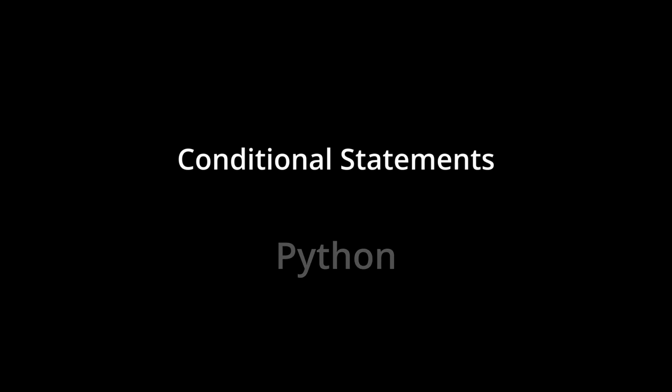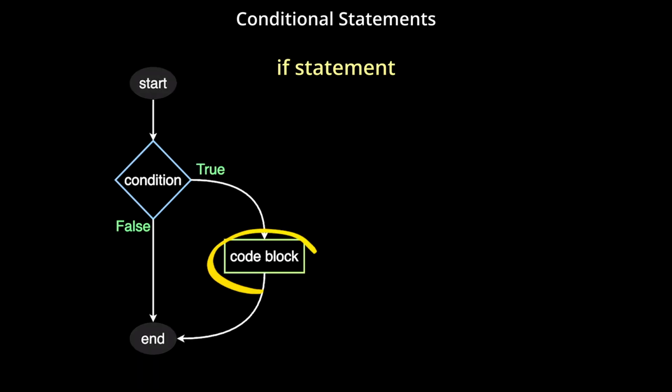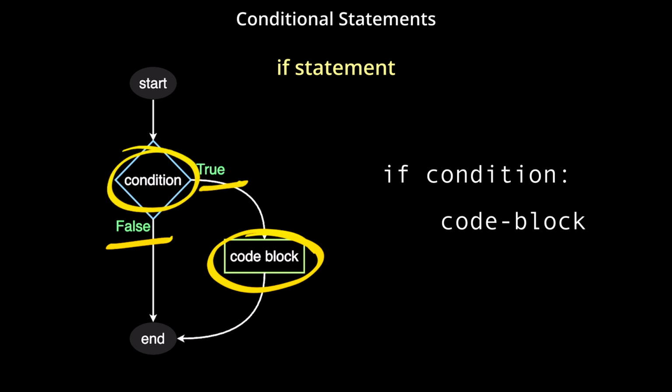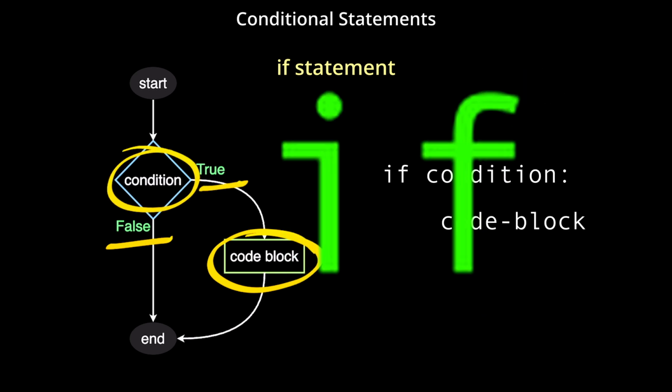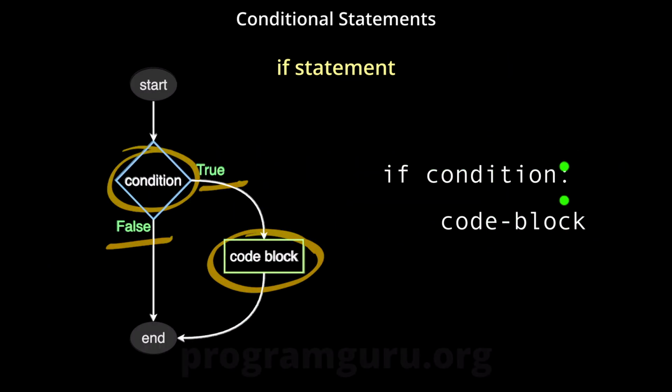Conditional statements in Python. In Python, you can execute a code block based on a condition. An if statement is a conditional statement that executes a block of code based on the result of a condition. The syntax for an if statement starts with an if keyword, followed by the condition, and then a colon symbol.